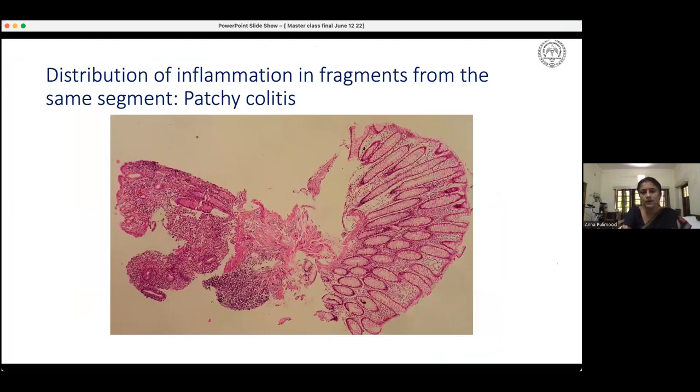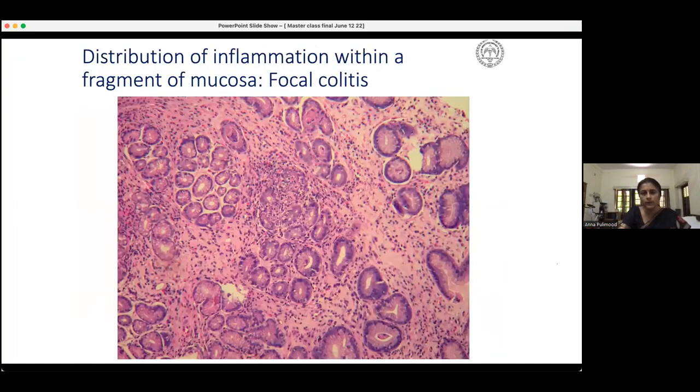Patchy inflammation is seen in Crohn's disease. One fragment involved, another fragment uninvolved. Focal inflammation, again, a feature of Crohn's disease rather than UC.